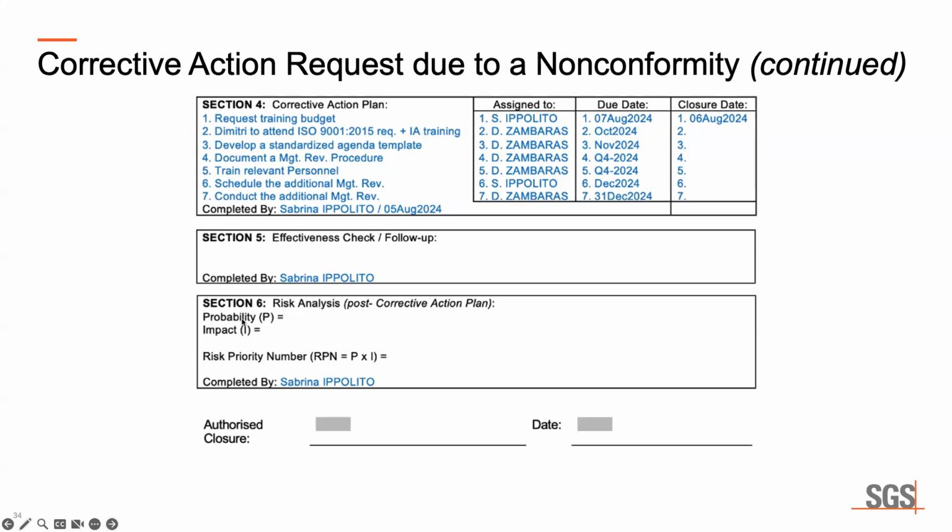And finally, we get to the last 2 sections, where we're looking at effectiveness checks and risk analysis as well. The risk analysis post the corrective action is a good way of showcasing that at the initial part, this was the risk to our management system. And now that we've put in place the system, and now that we've evaluated the process that we put in place, we now have a risk that shows that it is properly managed. It's a way of showcasing that our improvements are in fact working.